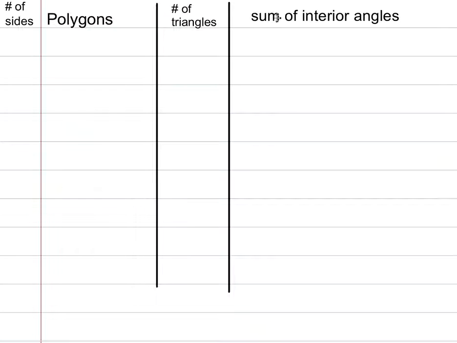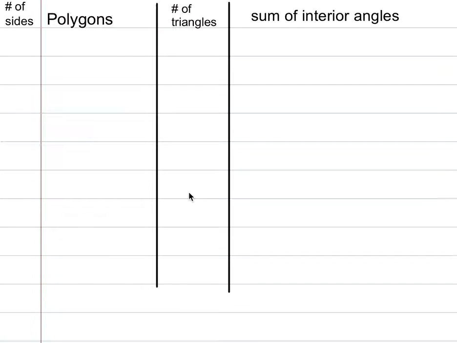So I want you to do your notebook just like this. Here's your red line down. I want you to write number of sides, polygons, number of triangles, because we're going to cut them up, and tomorrow we're going to look at the sum of the interior angles. So let's go through.